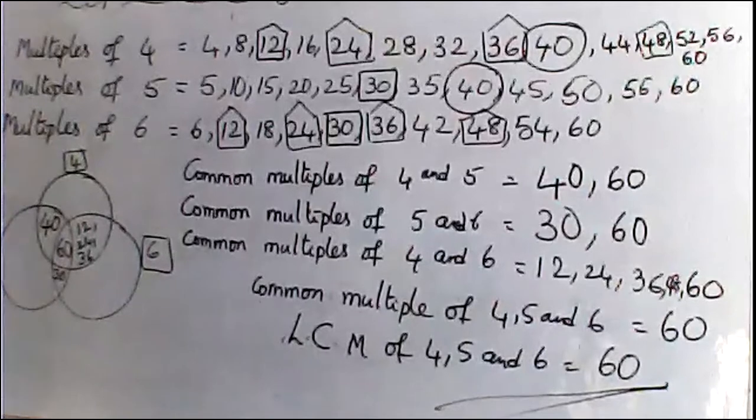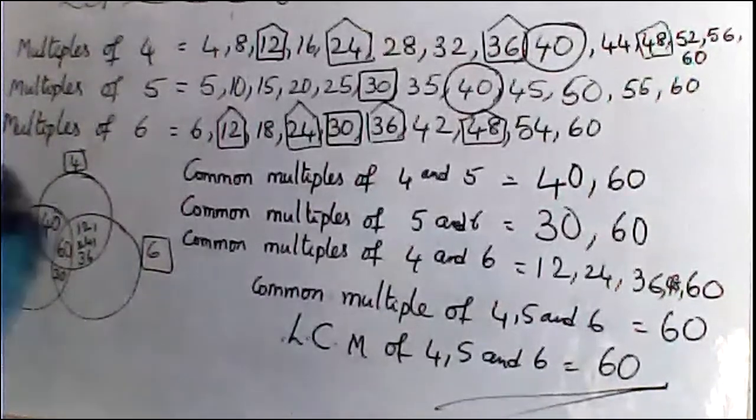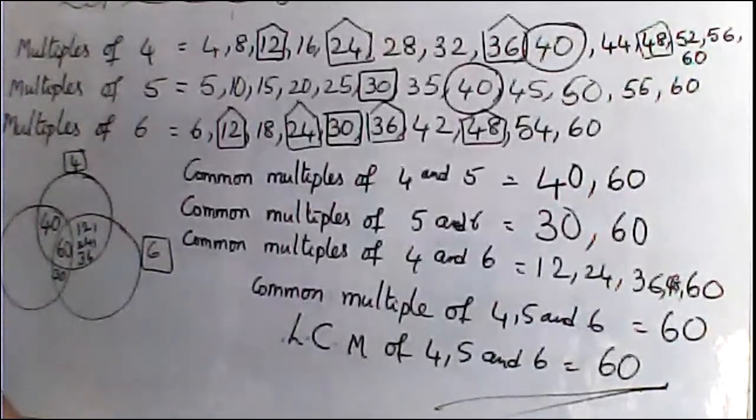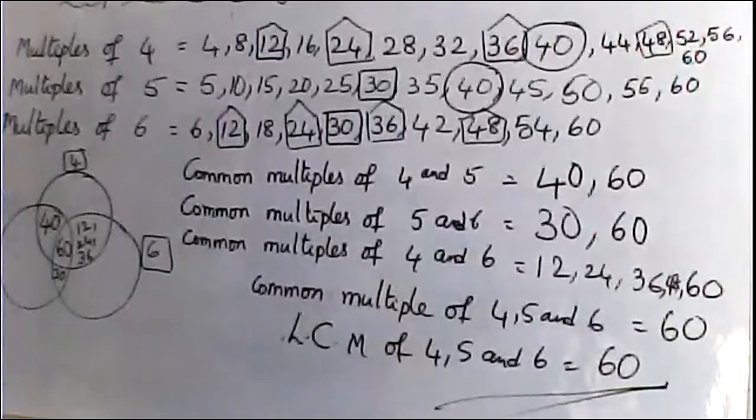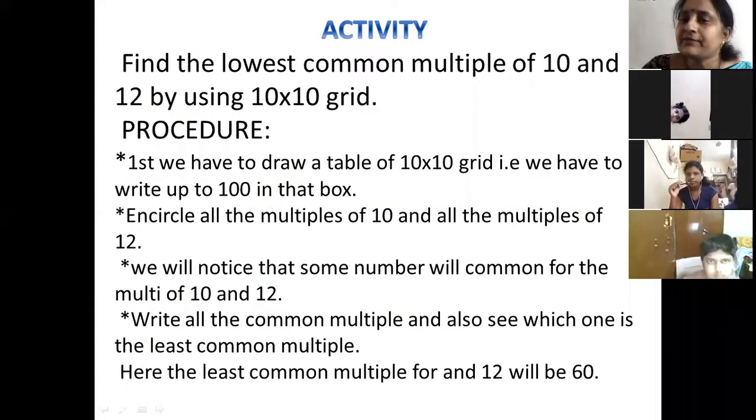So you know that clearly multiples are infinite. Okay, so many we have, there is no limit for multiples. So you can write so many multiples for any number. Is it clear now? Here is an activity for you.